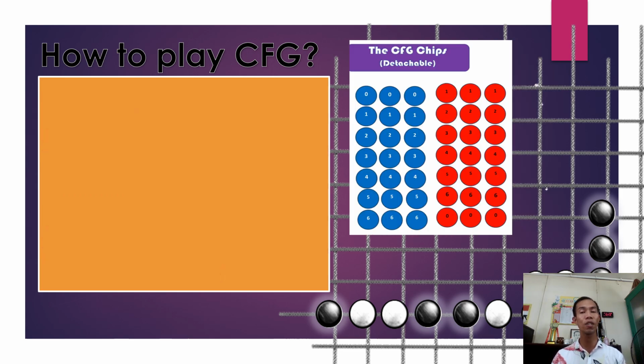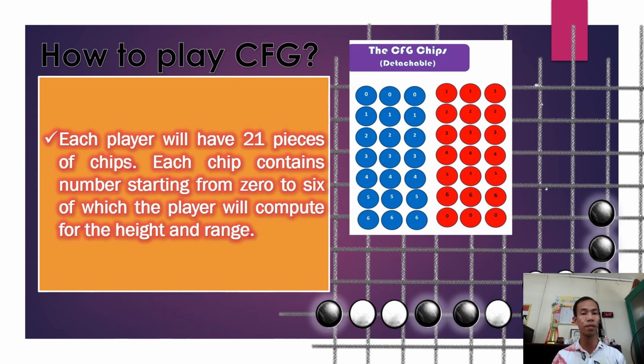With regards to the chips, these are the chips. And each player will have 21 pieces of chips. Each chip contains numbers starting from 0 to 6, of which the player will compute for the height and the range respectively.